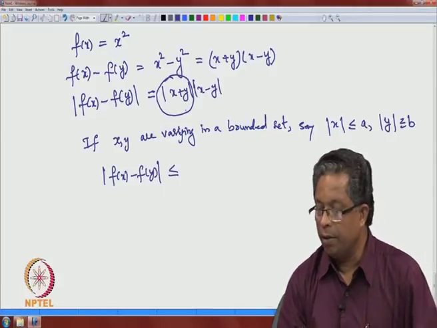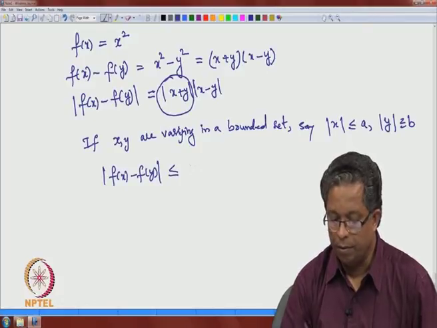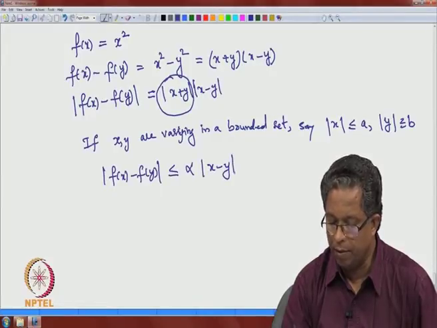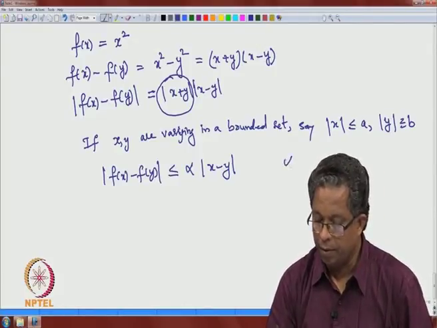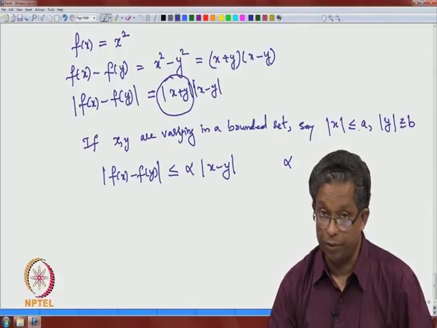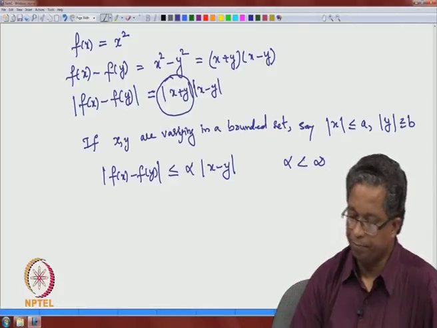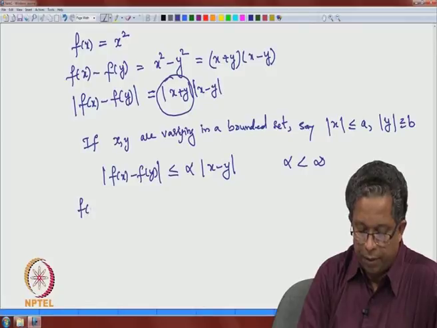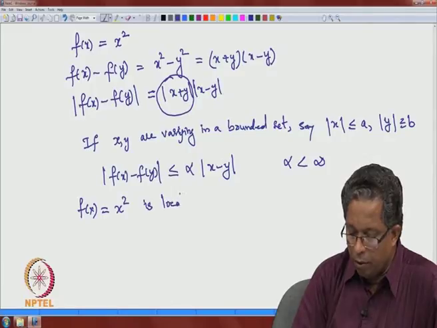this value of x plus y could be bounded by alpha, so that absolute value of f of x minus f of y is less than or equal to alpha times absolute value of x minus y, where alpha is a bound for x plus y, where x and y are bounded by these two constants. So therefore alpha is a finite quantity. So therefore f of x is equal to x square is locally Lipschitz.